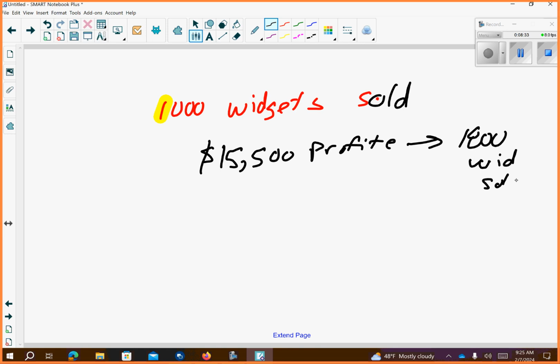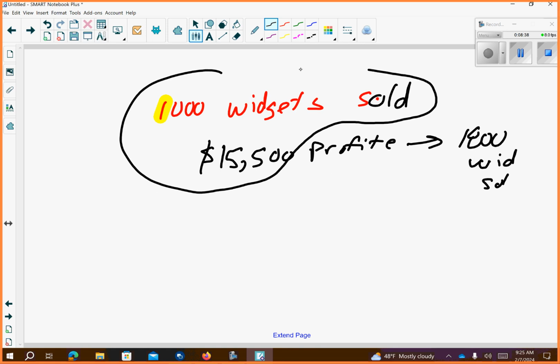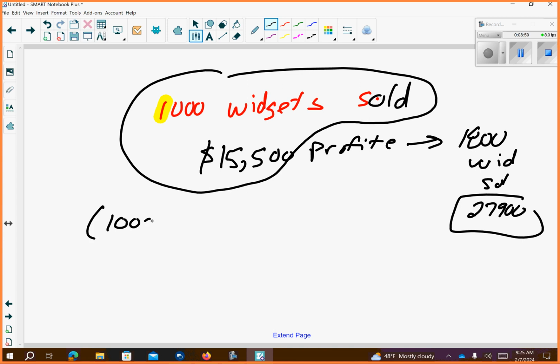Okay, so when 1,000 widgets are sold, they make this. And then when they make 1,800, it's this. So we want to write an equation based on this. Think about this: 1,000, comma 15,500, and then I have 1,800, comma 27,900. So what do those two values kind of look like algebraically?